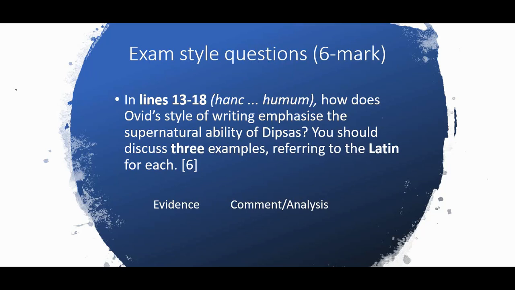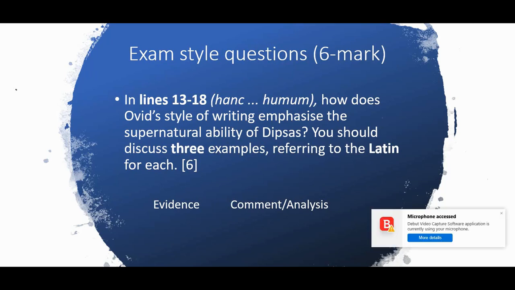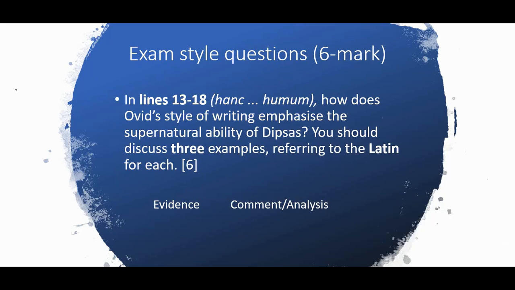Now really, in the exam paper, you'd be given basically 3 bullet points to show that you need to make 3 points, and then you have about 3 or 4 lines per bullet point. You don't have to write masses and masses. All you have to do is pick out the right bit of Latin and then make a comment about how it shows off the supernatural ability of Dipsas. And you're going to have to use some of the style points that we've discussed earlier on in this passage.